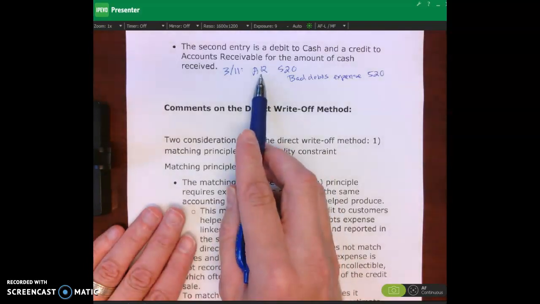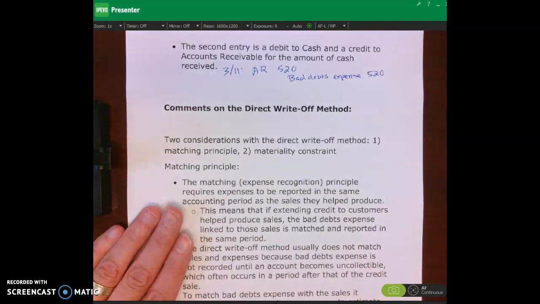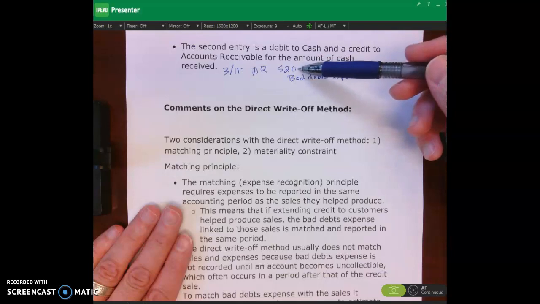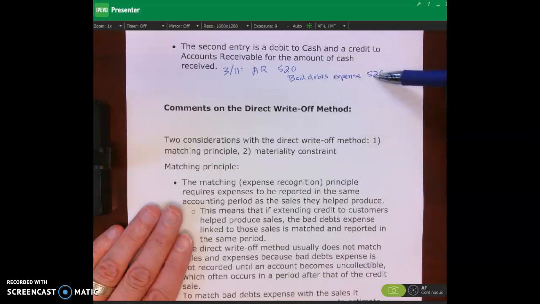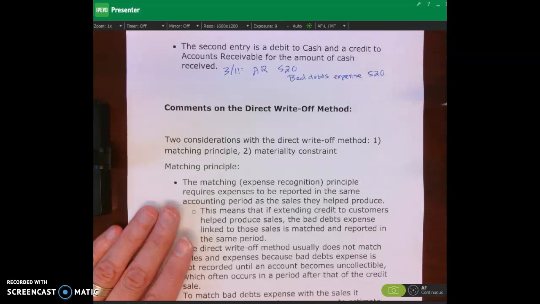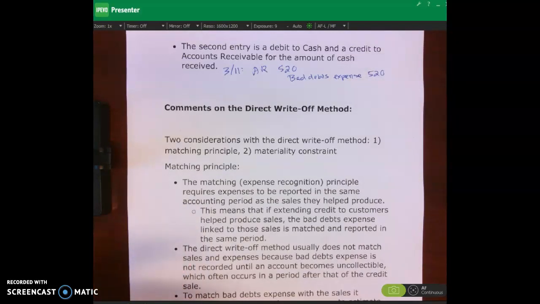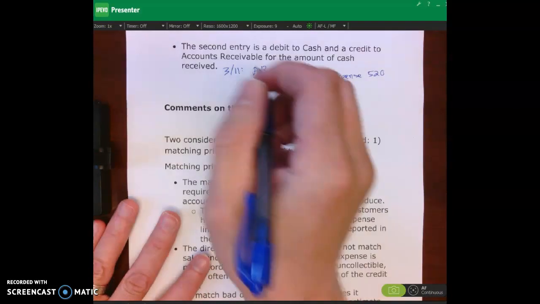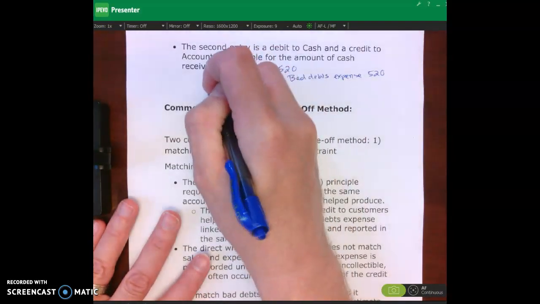By debiting the accounts receivable, now I've reinstated the balance of accounts receivable to $520. And then by crediting the bad debts expense, the expense for J. Kent is now zeroed out, because we debited it for $520 on January 23rd, and now I credit it for $520 on March 11th. Zero bad debts expense. The balance is zero for J. Kent. That's my first journal entry.